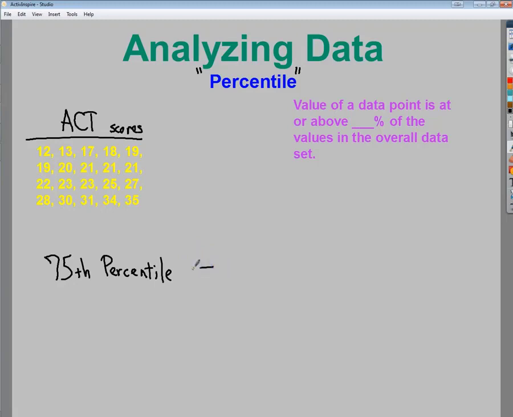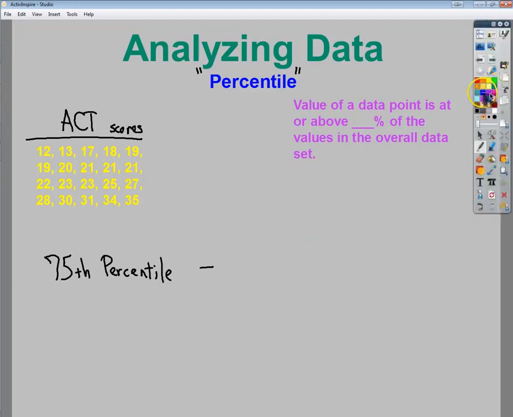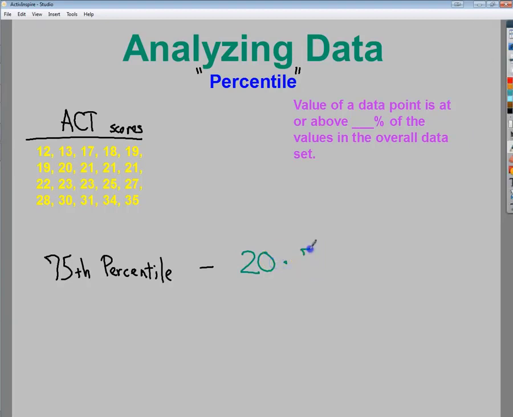So I want to know where the 75th percentile starts here. There are 20 terms, and I just want to multiply that by 75%. Specifically, I want to multiply 20 by 0.75. Once I do that, I can find the value I would need to make to fall in the 75th percentile. So I do 20 times 0.75, and end up with 15. That does not mean a score of 15. It just means 15 terms into the data set.